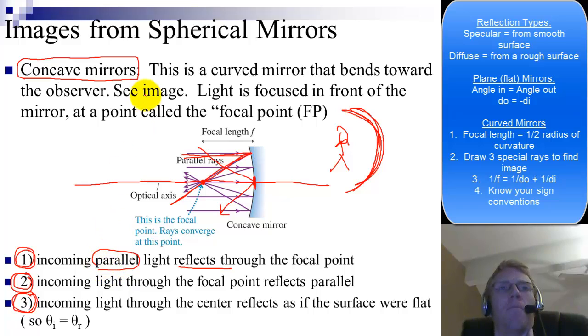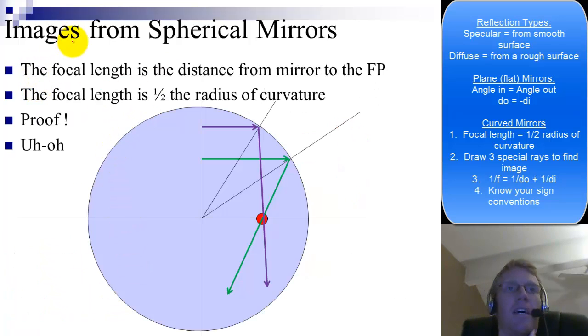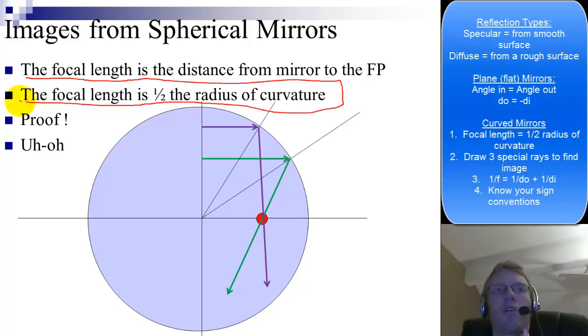Actually, let me see here. I had said light coming in parallel goes out through the focal point. Let's try to prove that. Okay, so I had this idea. I'm going to prove that light coming in parallel goes out through the focal point, and furthermore, that the focal length is given to you as half the radius of curvature. This is what it says in the book.